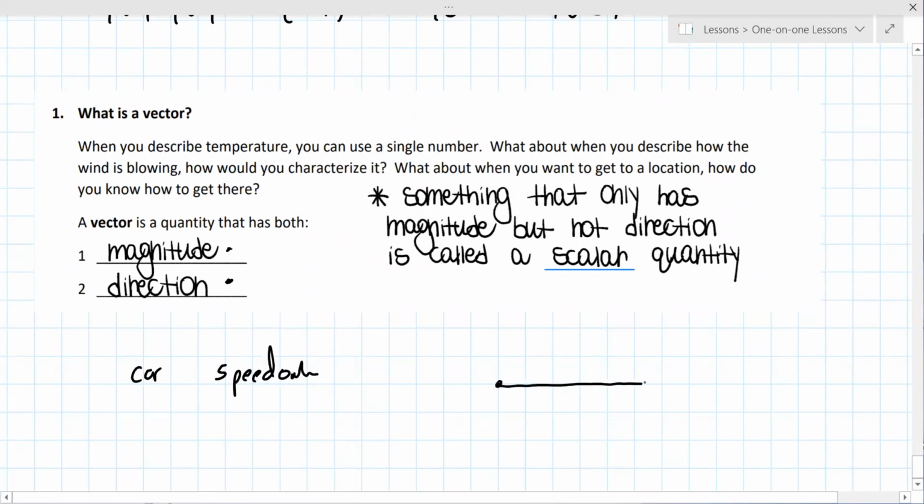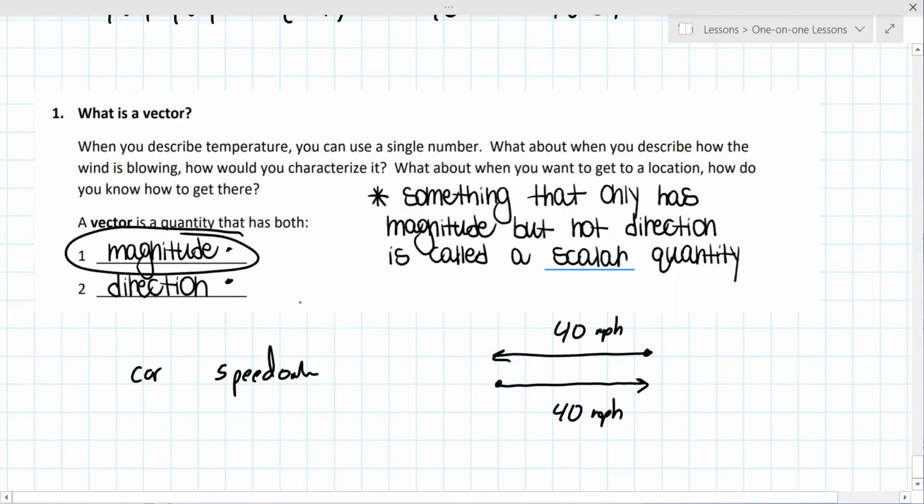You go down the road this way, and it says 40 miles per hour. Then you turn around and go back home, and it says 40 miles per hour. So it gives you speed, and that's what it is. Your car is giving you the magnitude. It doesn't tell you, oh, you're going minus 40 because you're going east, or it's 40 because you're going west. Your car always gives you magnitude, just the overall number.